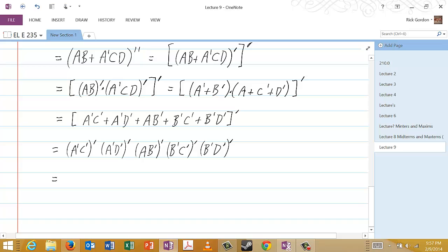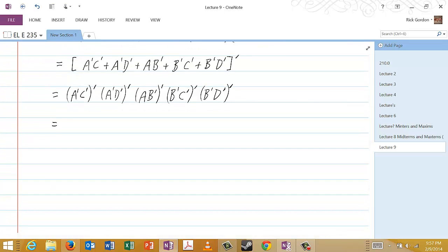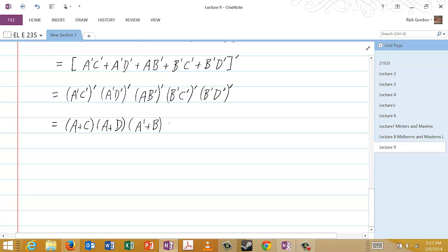And now we use De Morgan's laws for each one of those, which is the complement of a product, and we know the complement of a product is the sum of the individual complements. So we have A or C ANDed with A or D, ANDed with A prime or B, ANDed with B or C, and finally ANDed with B or D. And notice in each case we've said the complement of a product is the sum of the individual complements. So that's why A prime became A, C prime became C, A prime is A, D prime is D, A becomes A prime, B prime becomes B, B prime becomes B, C prime becomes C, B prime becomes B, D prime becomes D.